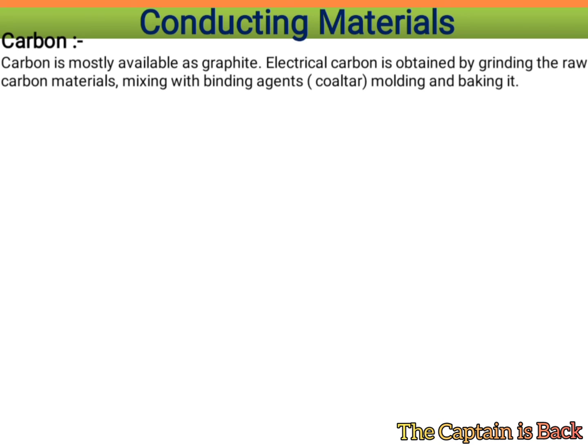Carbon is mostly available as graphite. Electric carbon is obtained by grinding the raw carbon materials, mixing with binding agents like coal tar, molding and baking. That's how it is used in the cell, battery, etc. Let's go ahead.